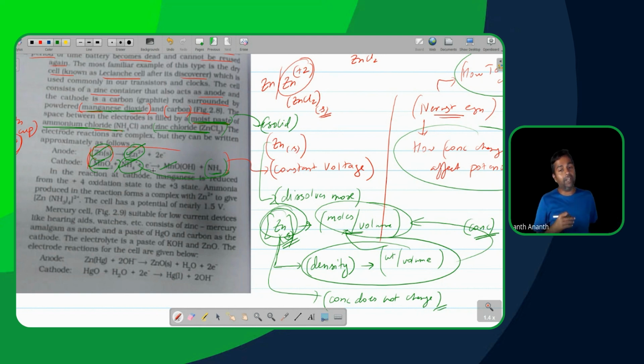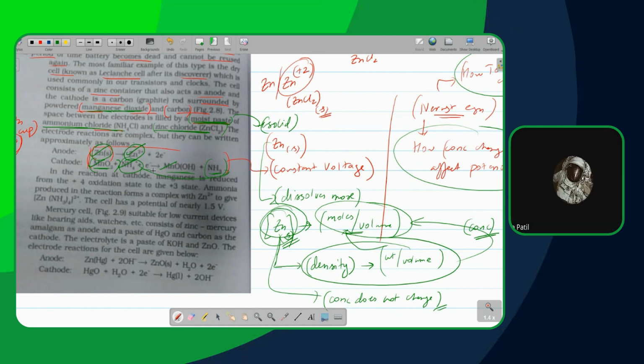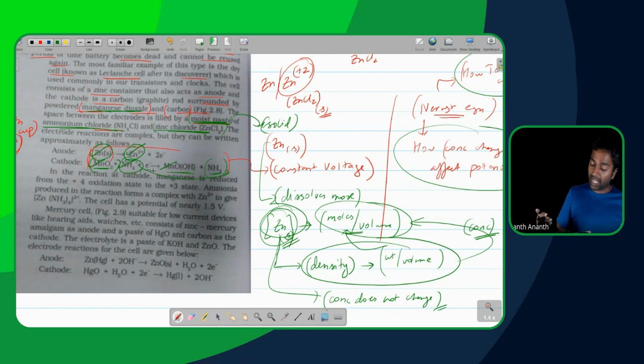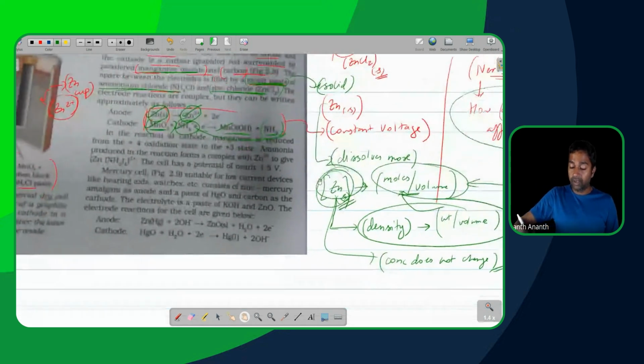If you're going to be having as many solids as possible, you'll be able to maintain a constant voltage as much as you can. That's the idea over here. So is this properly clear here, Kana? Yes. Okay, now let's go to the actual reaction which is happening here and quickly discuss that part.